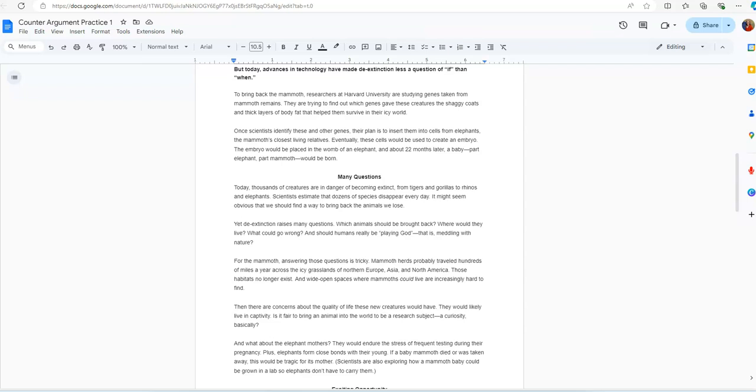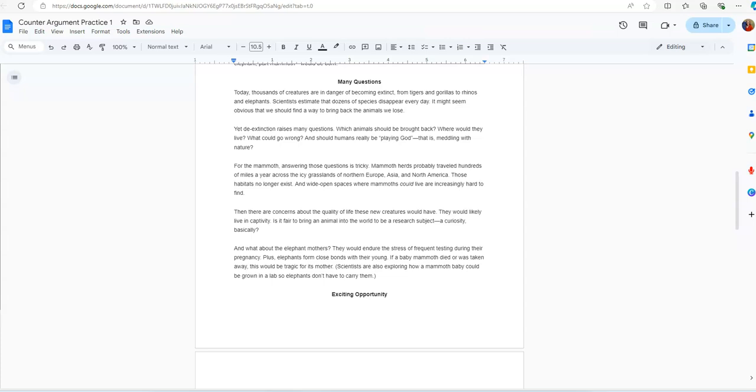The embryo would be placed in the womb of an elephant, and about 22 months later, a baby, part elephant, part mammoth, would be born. Many questions. Today, thousands of creatures are in danger of becoming extinct, from tigers and gorillas to rhinos and elephants. Scientists estimate that dozens of species disappear every day. It might seem obvious that we should find a way to bring the animals back that we lose. Yet, de-extinction raises many questions.